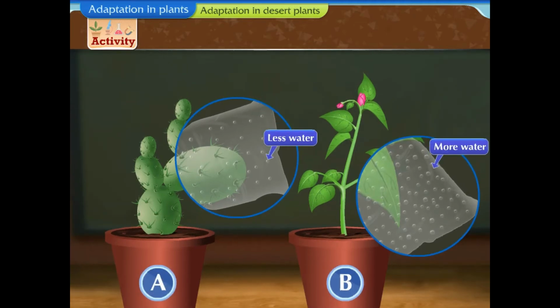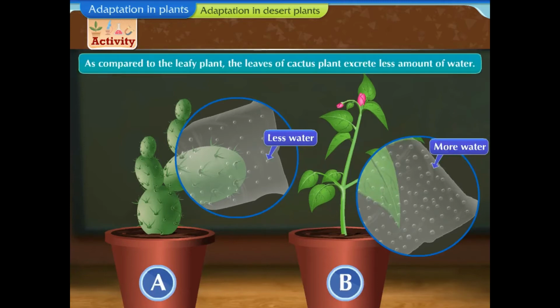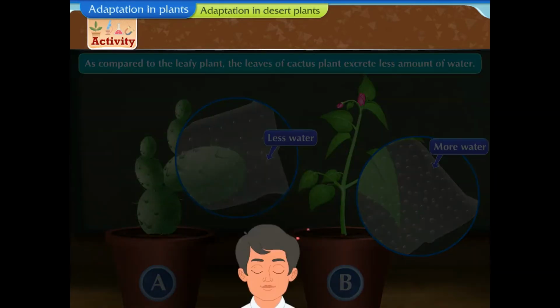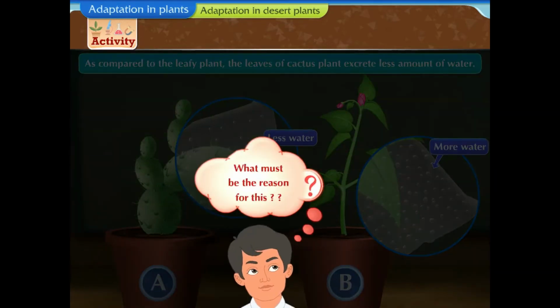From this observation, we can conclude that compared to the leafy plant, the leaves of cactus plant excrete less amount of water. What must be the reason for this? Come, let us understand this.